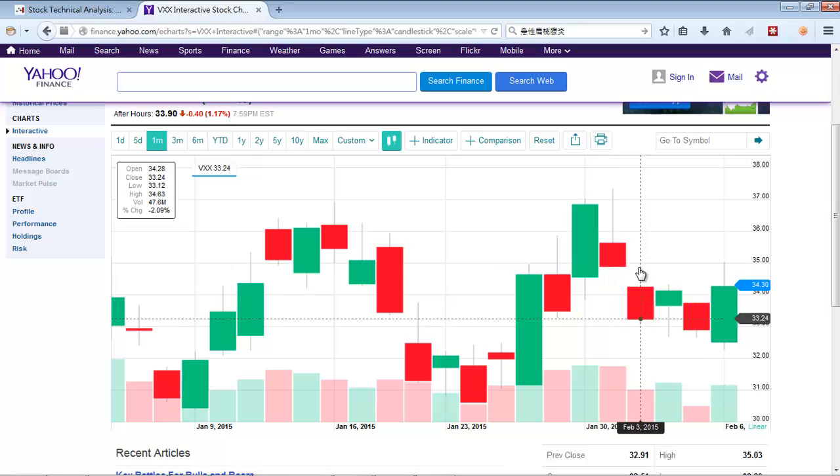Another is, you see how we have a gap here between these 2 red candlesticks, and that gap has a low volume. Usually that gap will fill. Now technically it did fill yesterday.